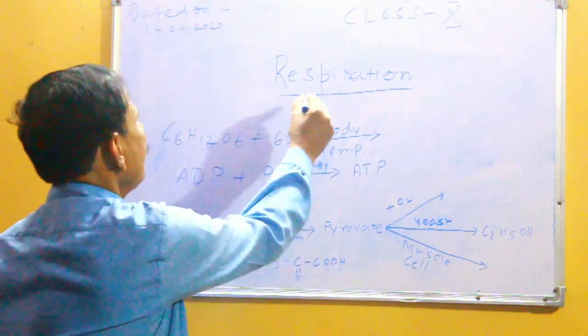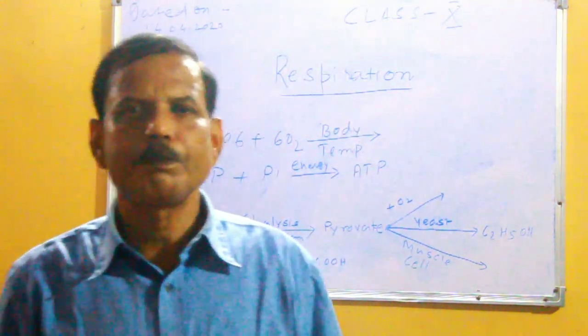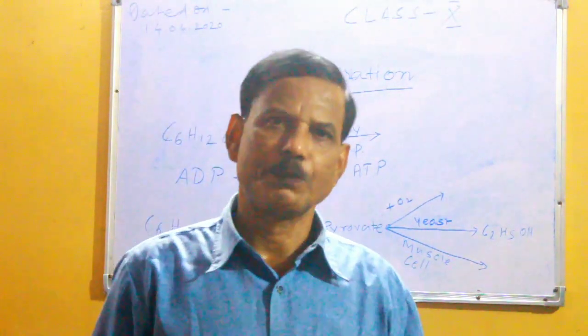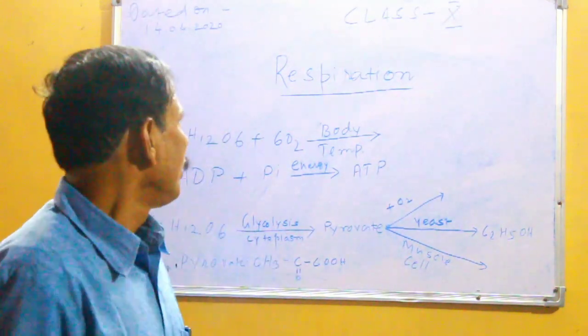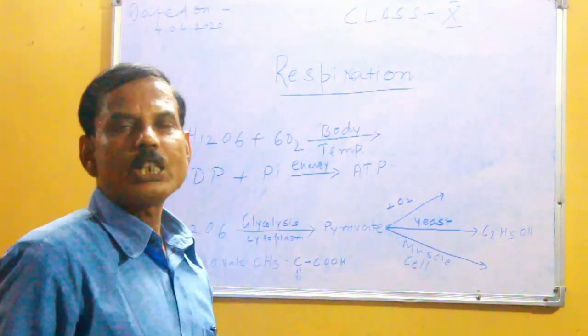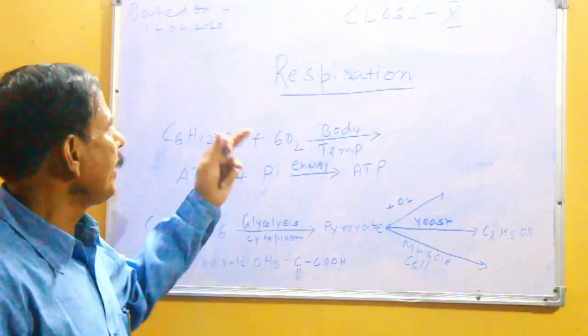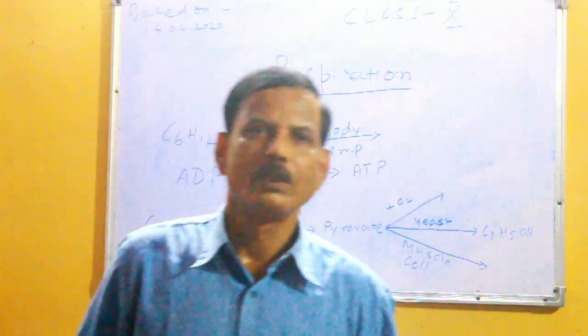Respiration means the biochemical process of oxidation of the food inside the cell. Respiration takes place in the mitochondria. Now, how is respiration classified? There are two types of respiration: one is aerobic respiration, and the other is anaerobic respiration.